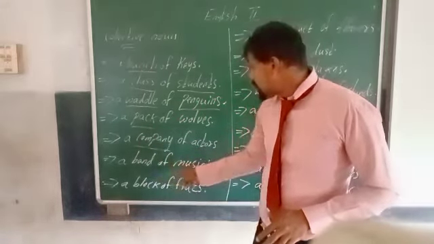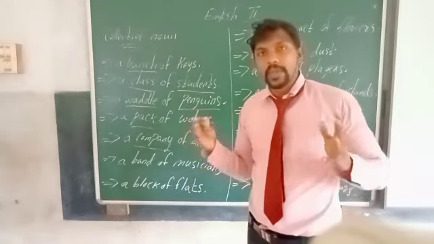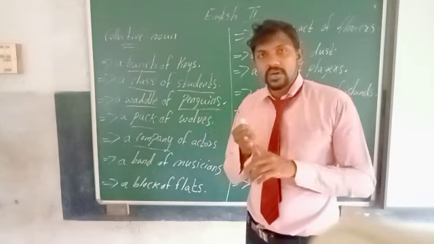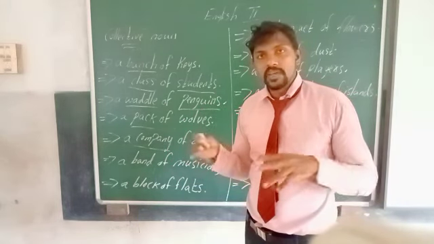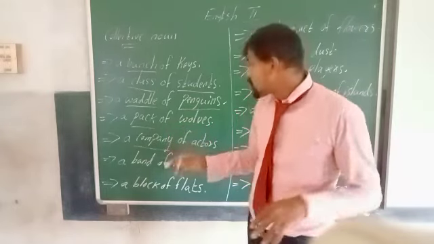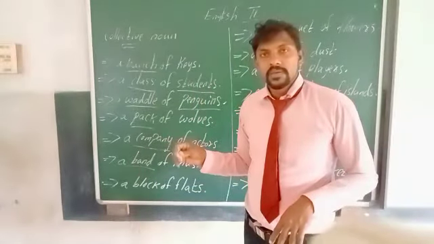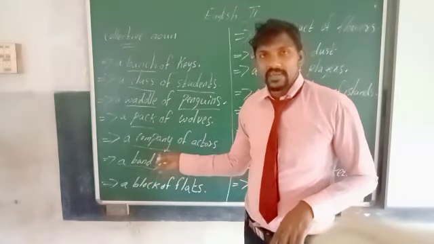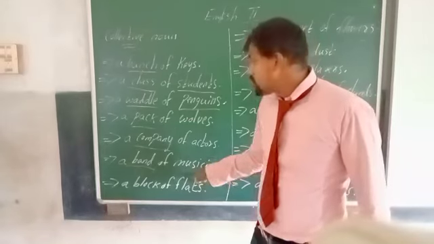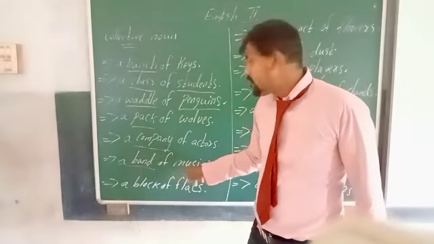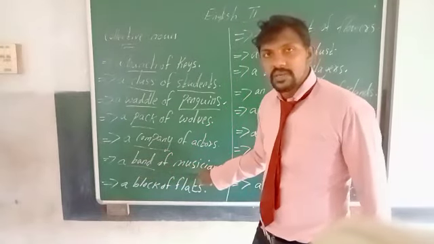Then a band of musicians. There will be many people playing guitar, flute, violin, keyboard, drums. There will be more people. How do we call? A band. In a marriage ceremony, you may have watched a band. If there is more number of musicians, we will call it a band of musicians, right?